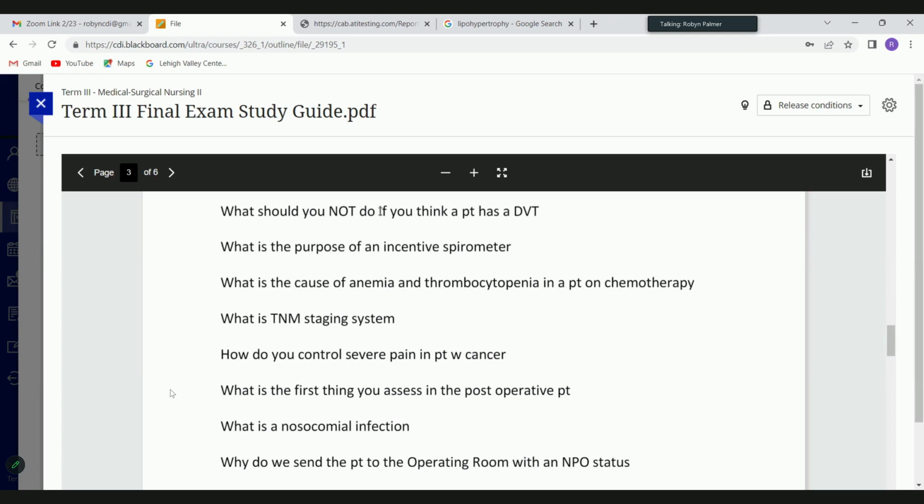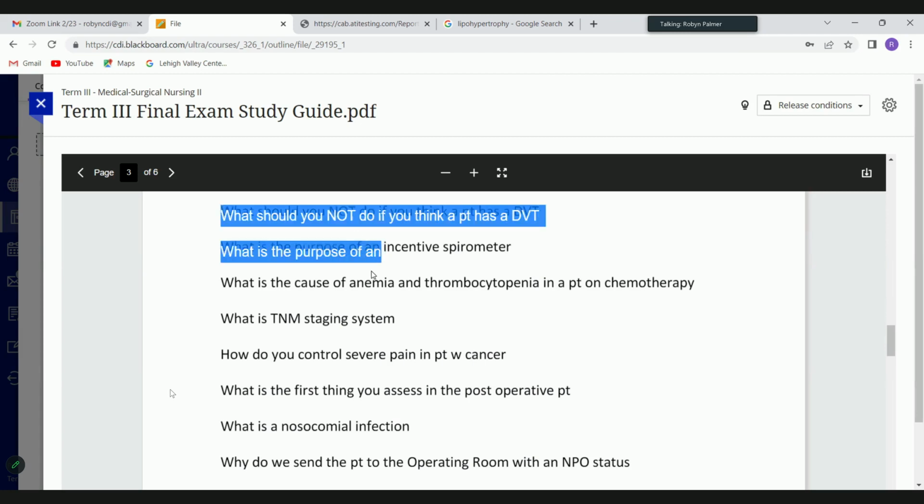What should you not do if you think a patient has a DVT? We just talked about this. What would you not do to their legs? Massage it.